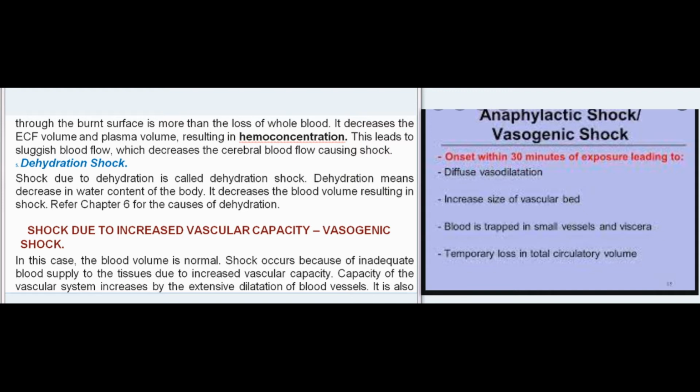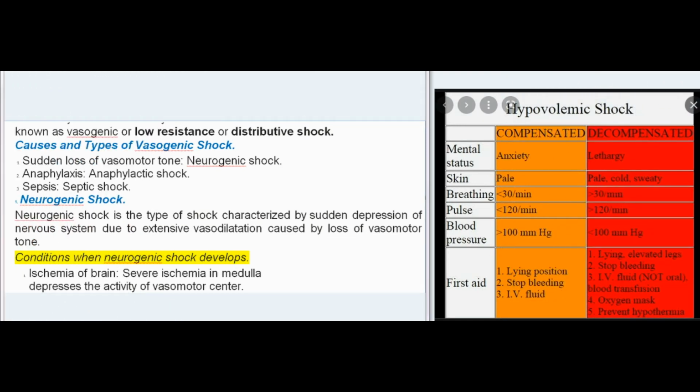Shock due to increased vascular capacity, vasogenic shock. In this case, the blood volume is normal. Shock occurs because of inadequate blood supply to the tissues due to increased vascular capacity. Capacity of the vascular system increases by the extensive dilatation of blood vessels. It is also known as vasogenic or low resistance or distributive shock. Causes and types of vasogenic shock: sudden loss of vasomotor tone, neurogenic shock; anaphylaxis, anaphylactic shock; sepsis, septic shock.